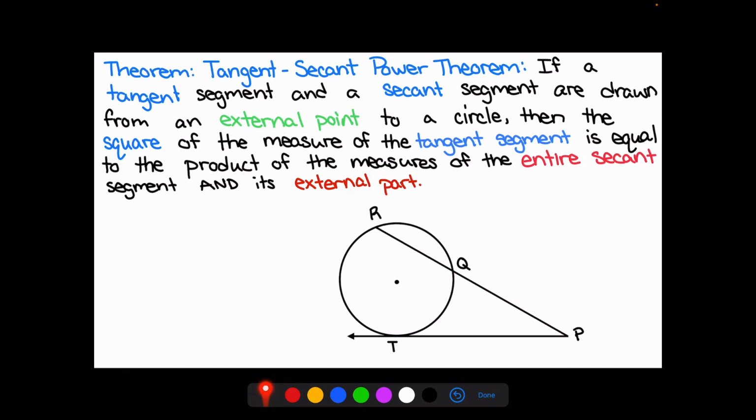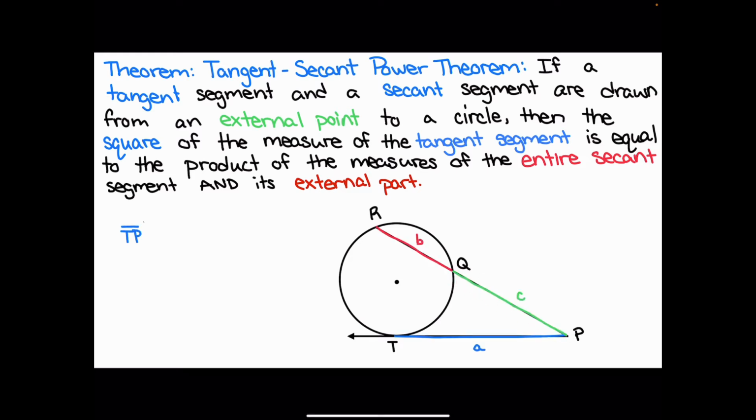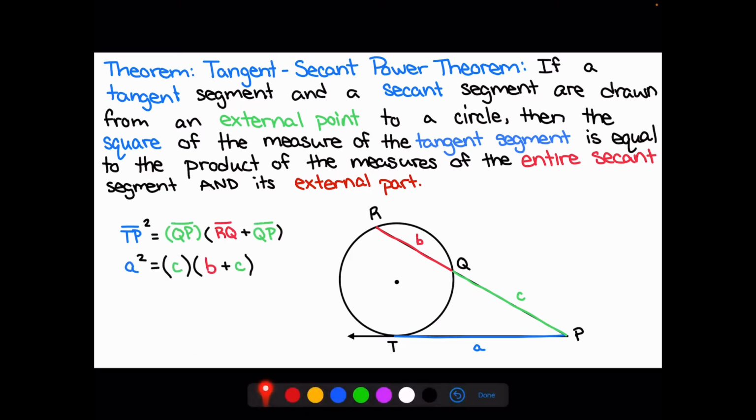So it says, if a tangent segment and a secant segment are drawn from an external point, point P, to a circle, then the square of the measure of the tangent segment, PT, is equal to the product of the measures of the entire secant, RP, and its external part, QP. So again, I square my tangent, and then I multiply my secant, the whole thing, times the outside portion.